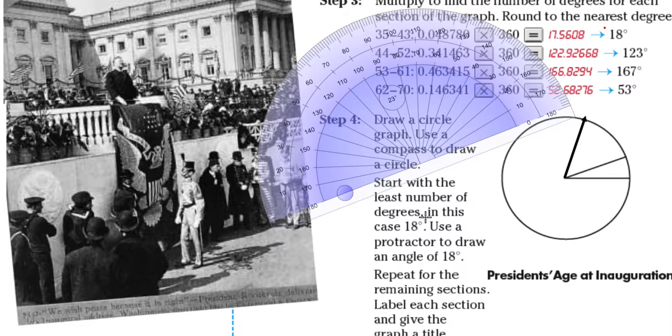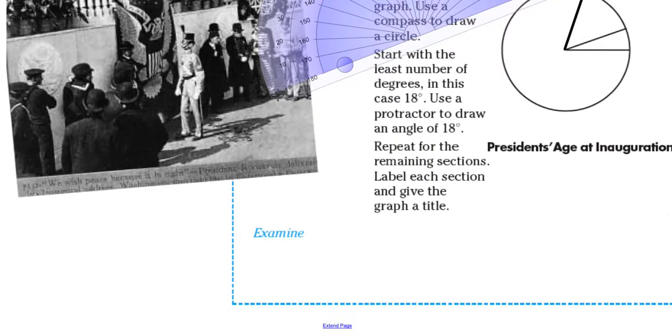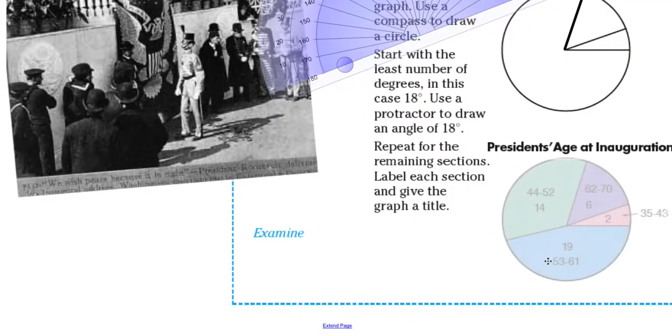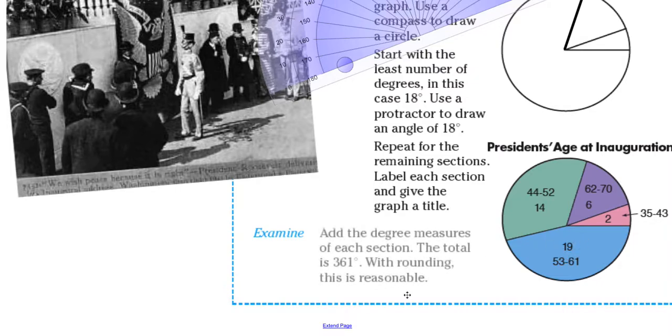And do the same thing for the other ones until you end up with your biggest angle, which is 167 degrees. And that's exactly what happened here. So this is your 18 degrees, 57 degrees, 137 degrees, and 167 degrees. So add the degree measures to check if your answer makes sense or not. And if we add them all up, it's 361 with rounding. This is a reasonable answer. So this is how you create your circle graph.